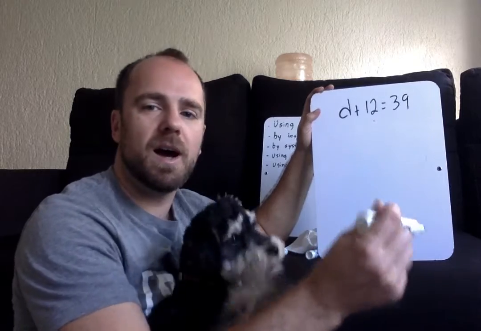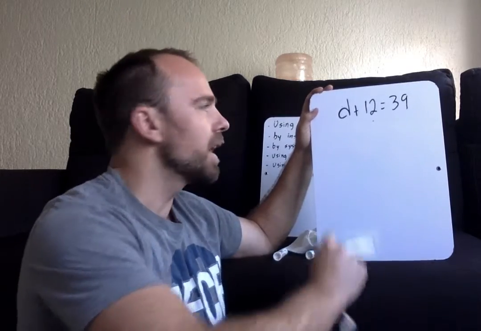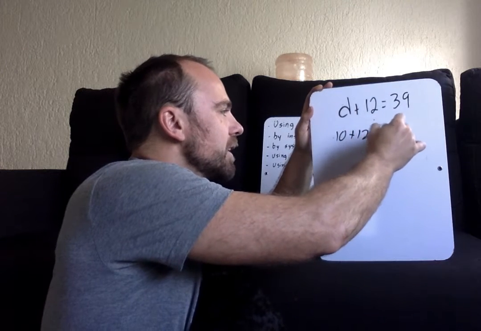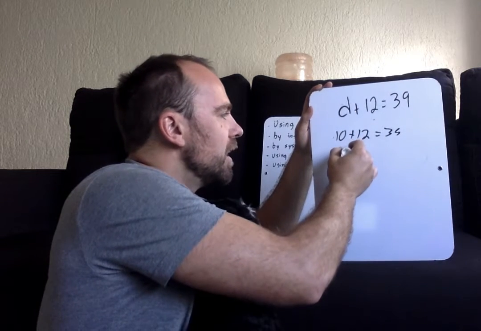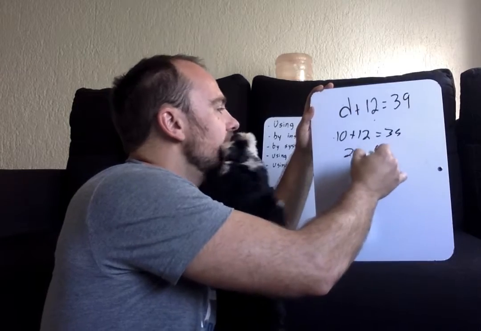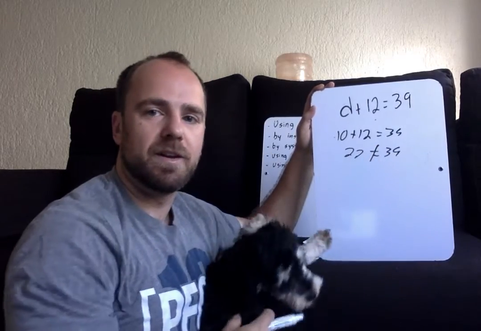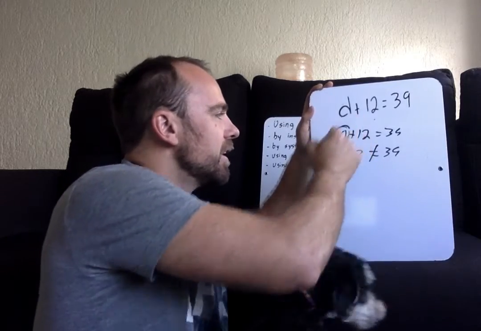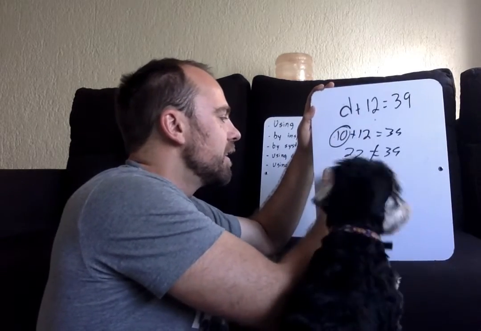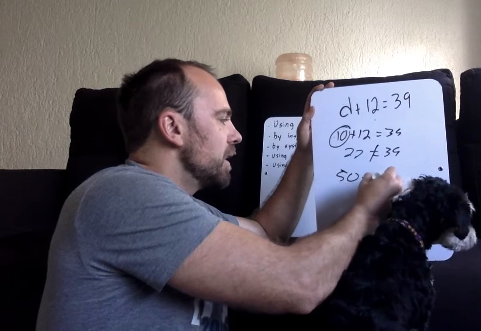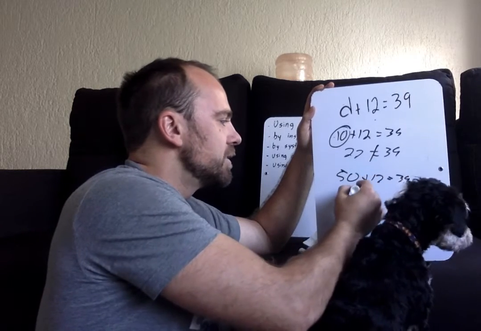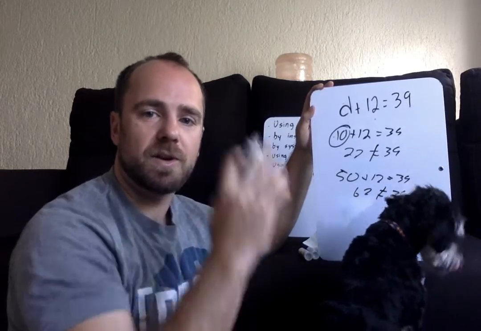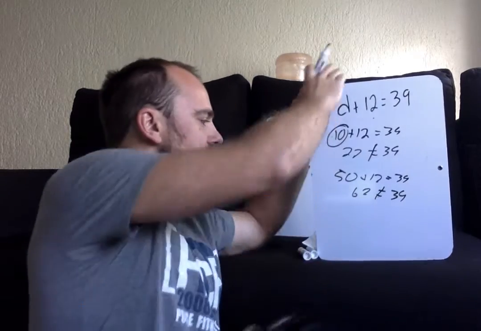If I'm doing trial and error, I could say, okay, let's try 10 plus 12 equals 39. I can figure out that 22 does not equal 39. Okay, so that is too small. So I need to try something bigger than 10. Well, let's try 50. 50 plus 12 equals 39, which gives me 62 does not equal 39. So it has to be in between those two things.